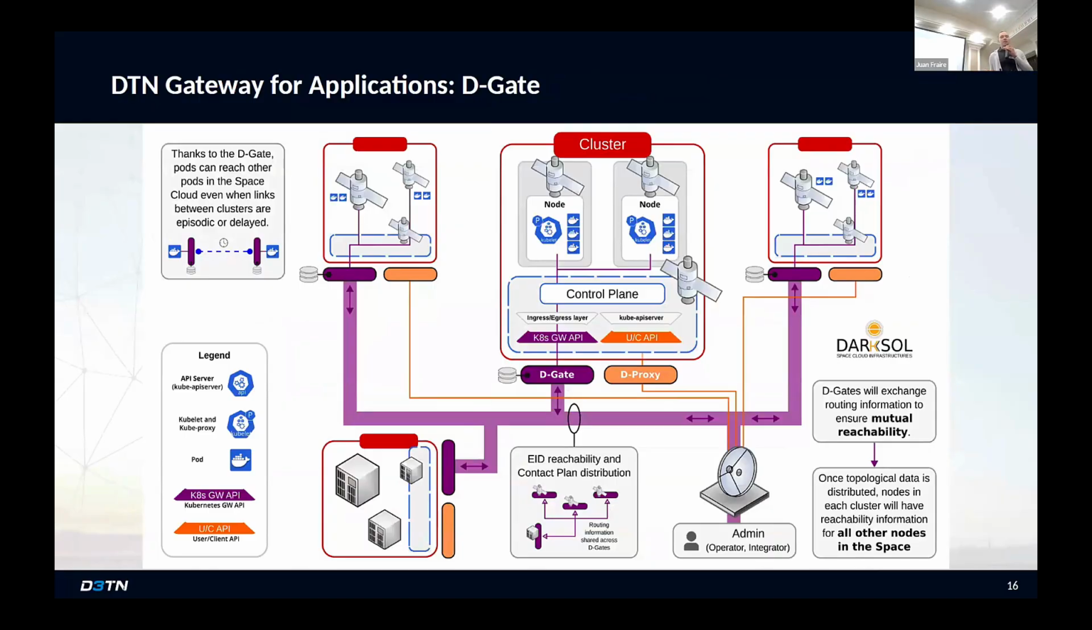And for this, we are developing a second component that is called a D-gate, or Dark-Soul gateway. And that's basically for the Kubernetes cluster. It's a Kubernetes resource that is deployed inside the cluster along with the application, and that has some facilities to exchange reachability information with other D-gate instances. So to automatically, when it is deployed, make other instances of the D-gate reachable so that applications don't have to care about contact plans and stuff like that.